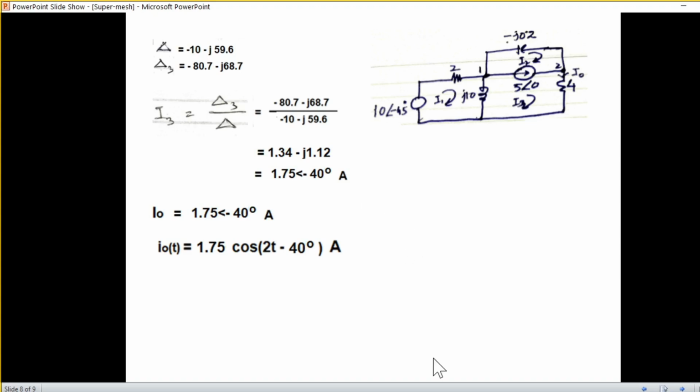Now this is the math, so I hope you've been able to follow this.